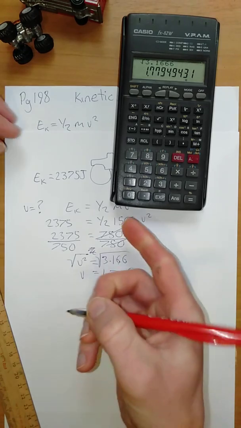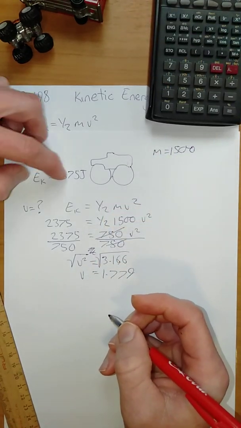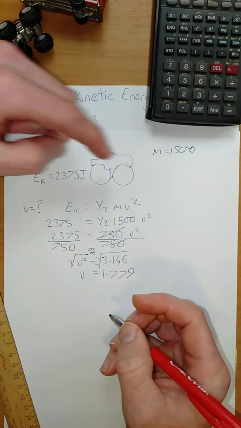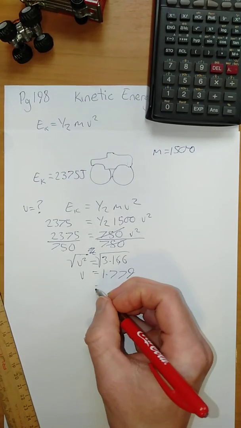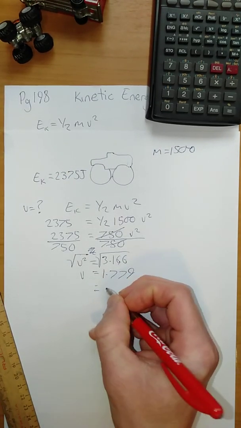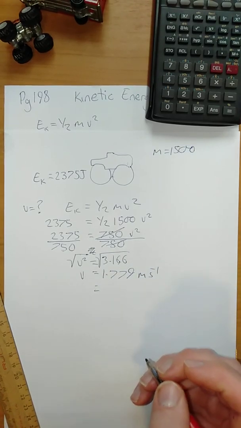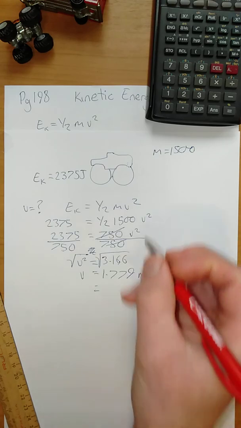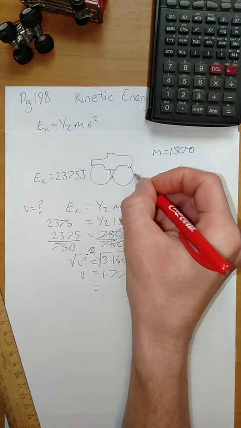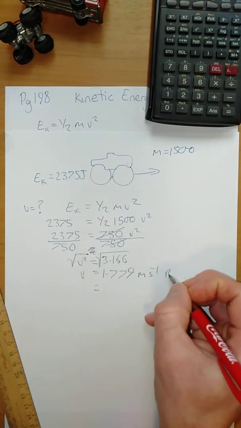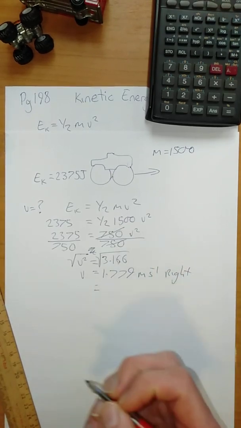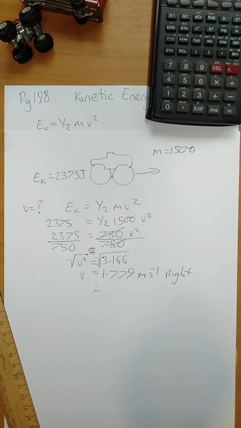1.779. And we'll just check. We've got 4 significant figures there, and we may have 4 there, so we can just leave it at that. And write in our unit, ms minus 1. And that can have a direction, and the direction it was going was that, so we could put that in as to the right, because it fell off the ambulance when the ambulance was going backwards.